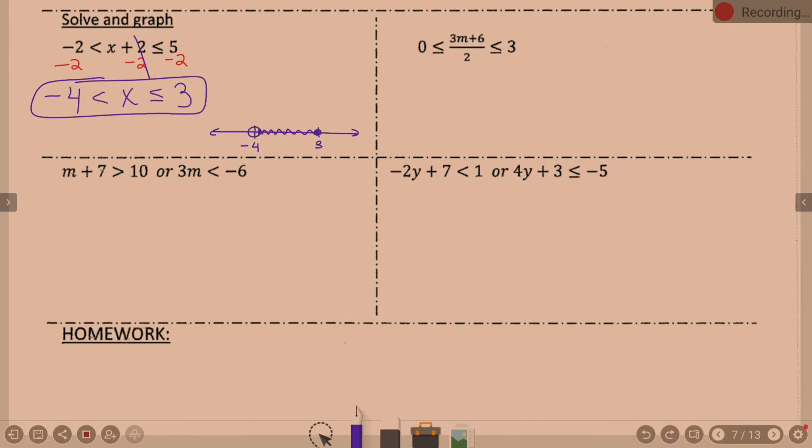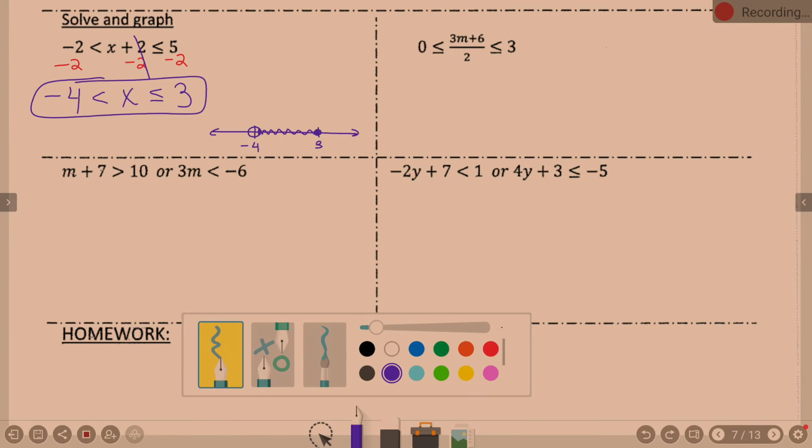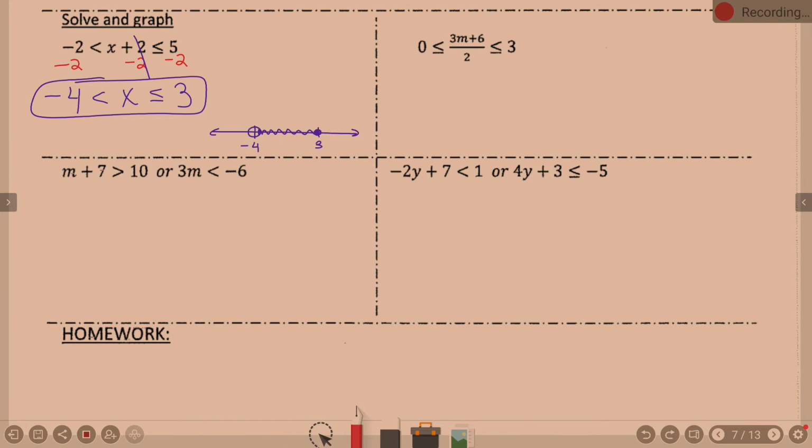Now, next one. Let me guess, you don't like it because you see a fraction? No, the one over there. Yeah, the fraction.